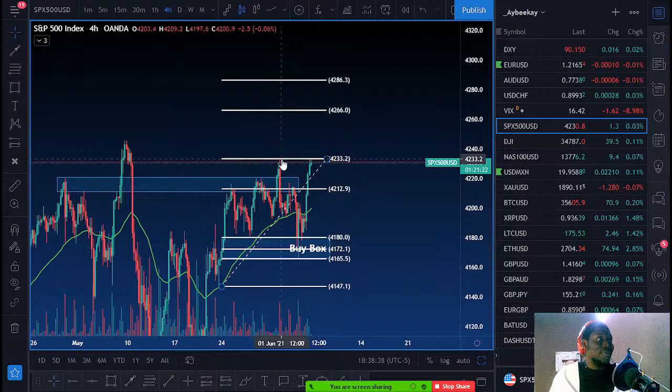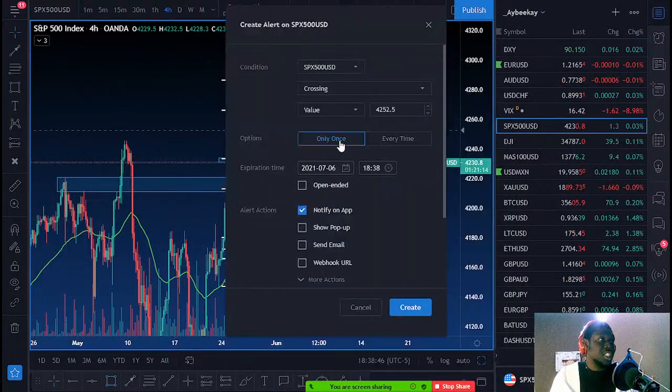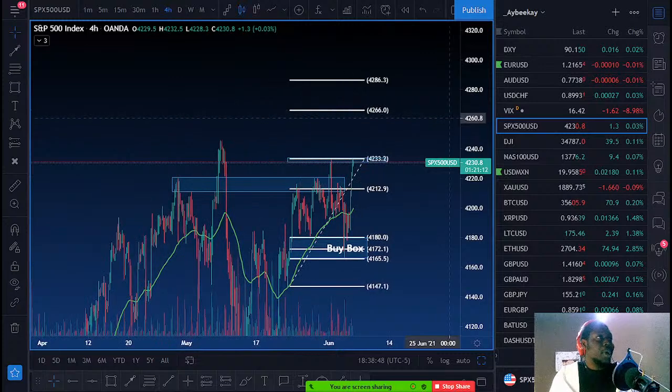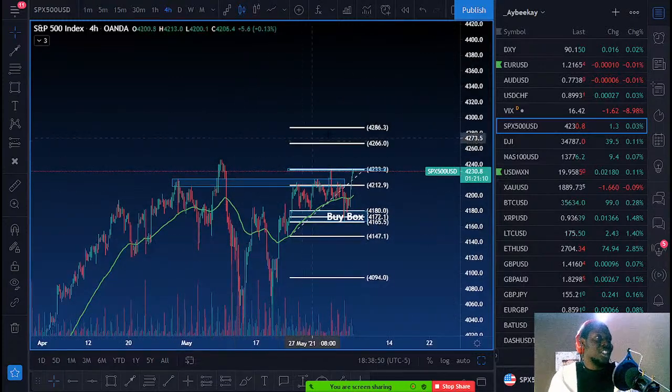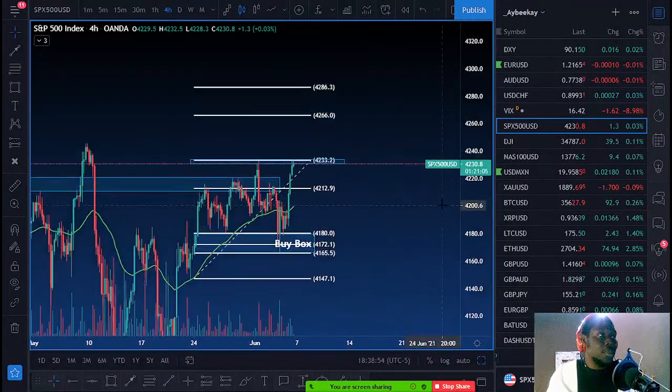I'm not a big fan of trying to play a buy stop after the big move like that happened, but you can if you want to. I don't suggest it, but if you want to, you can. But yeah, definitely all-time highs look like they're going to be created. 4,286.3 might be the play.